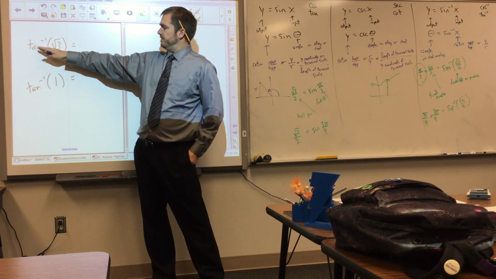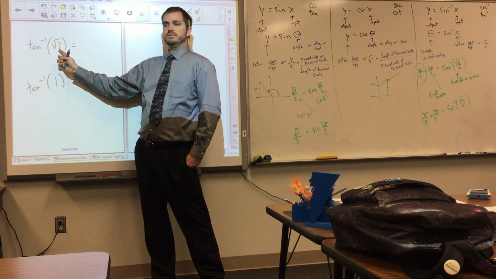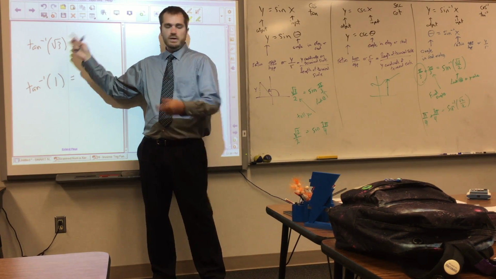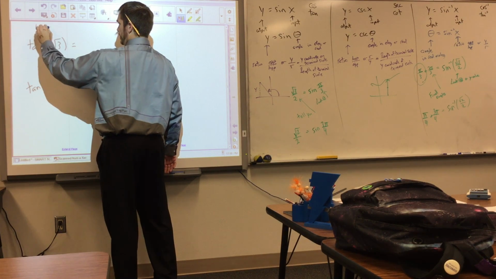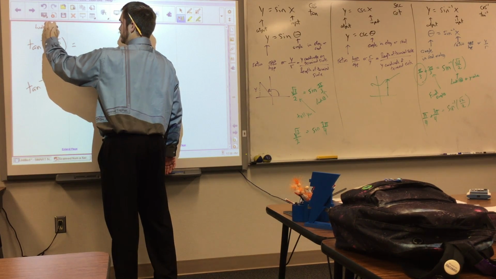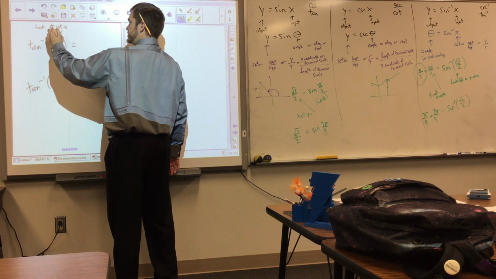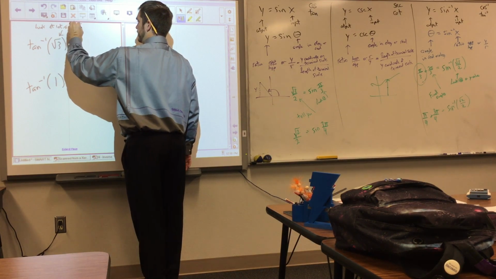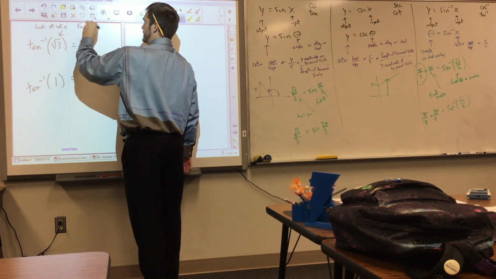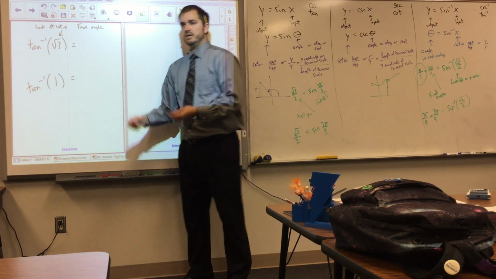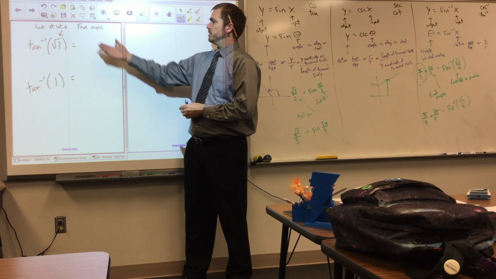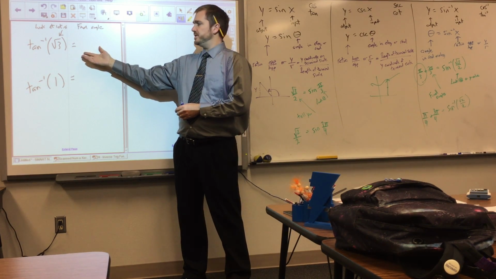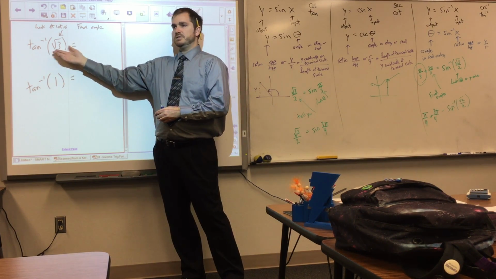If the question was find the inverse tangent of the square root of 3, okay? Then what you're going to do is look at ratios that show root 3, and I want you to find the angle. That's what inverse functions mean. Look at the ratios and give me the angle. So, what angles are present there that match this situation?